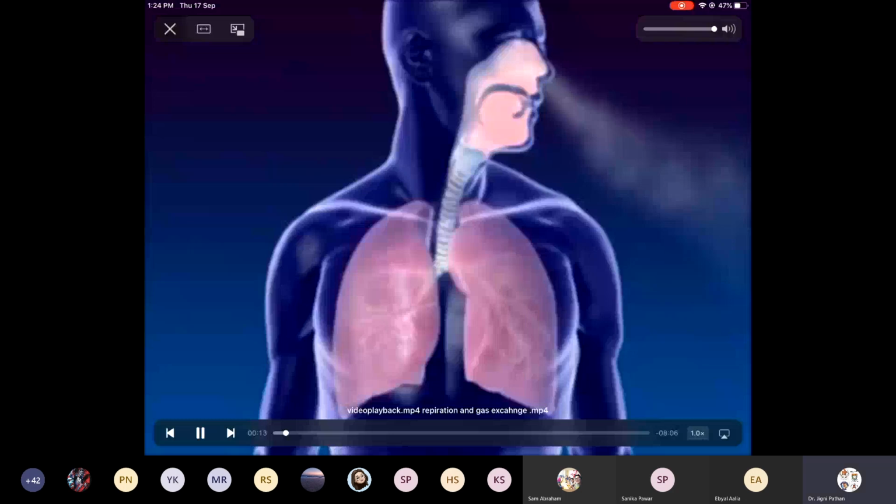It's not moving after 0.13. I think our network is not supporting today. The screen is frozen, it's just showing the first picture of a person. Okay, fine. Let me check in the next class.